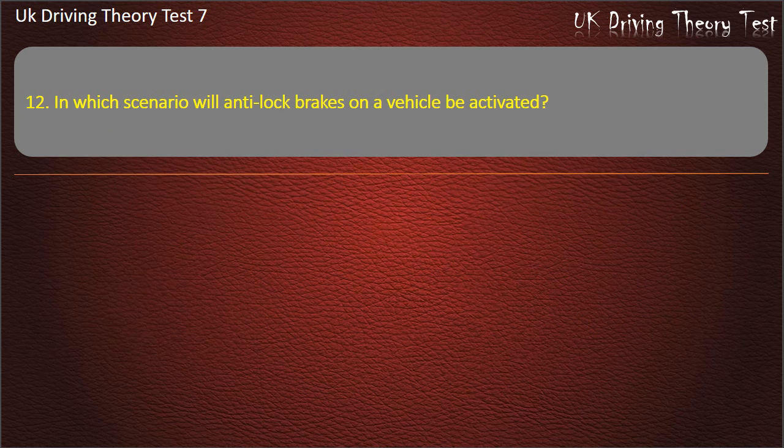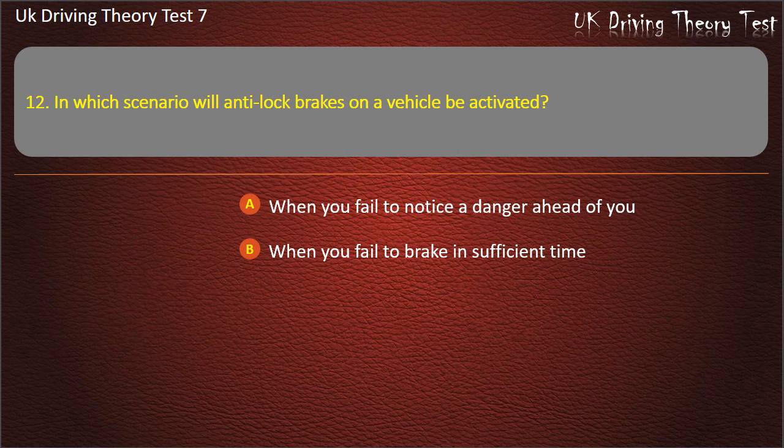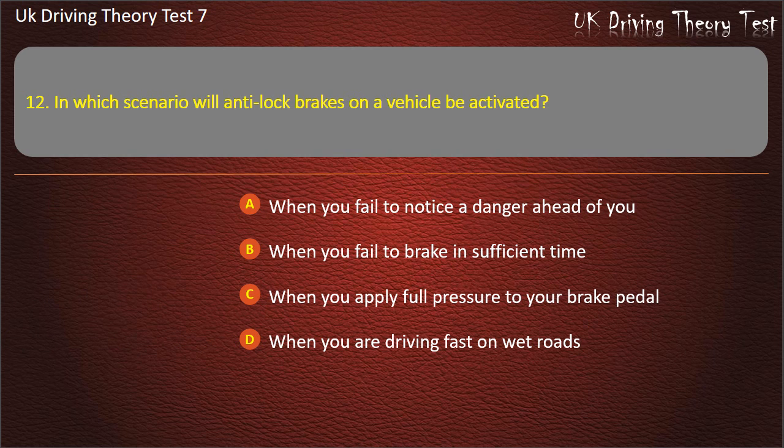Question 12. In which scenario will anti-lock brakes on a vehicle be activated? When you fail to notice a danger ahead of you. When you fail to brake in sufficient time. When you apply full pressure to your brake pedal. When you are driving fast on wet roads. Answer. When you apply full pressure to your brake pedal.